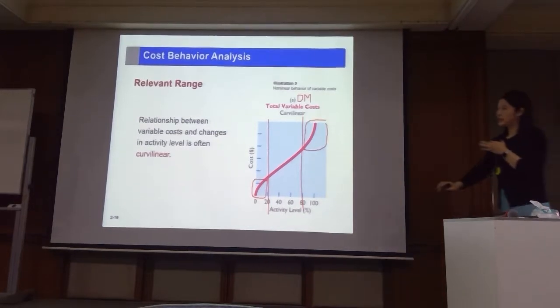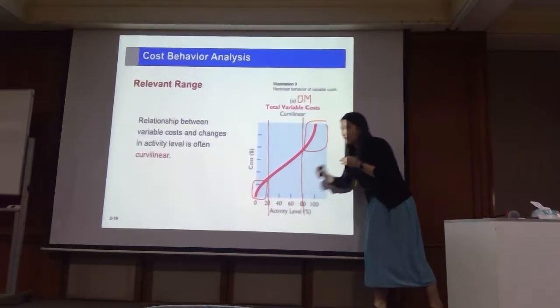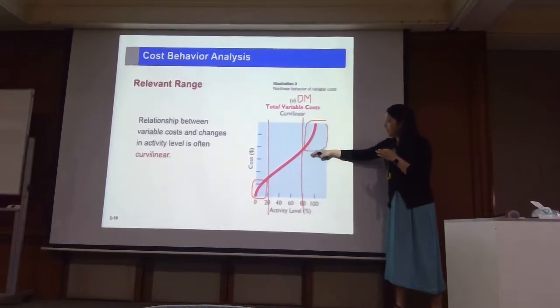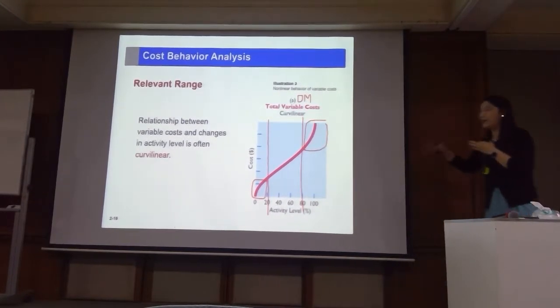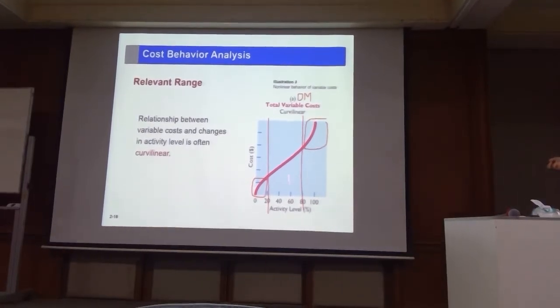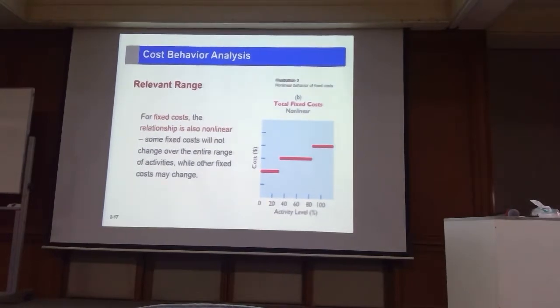Okay, as you can see, at the first starting point the slope is high, and then it becomes lower, and at the end it can become higher again. Okay, so there is a reason behind that. So in practice, the behavior of the variable cost tends to be S-shaped, not a straight line. Okay, so this is variable cost, and similarly for the fixed cost.